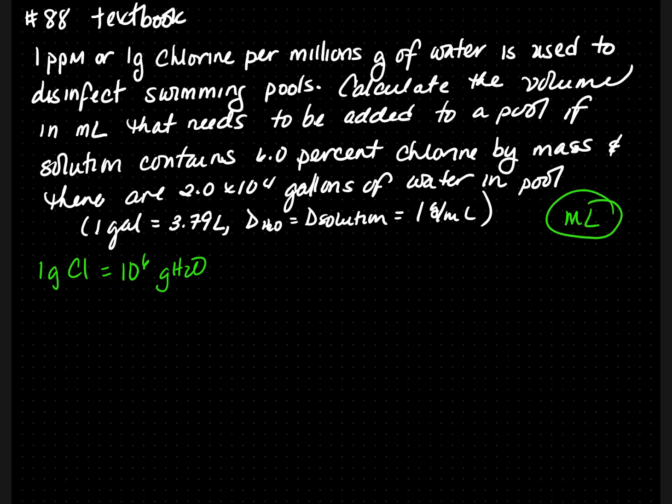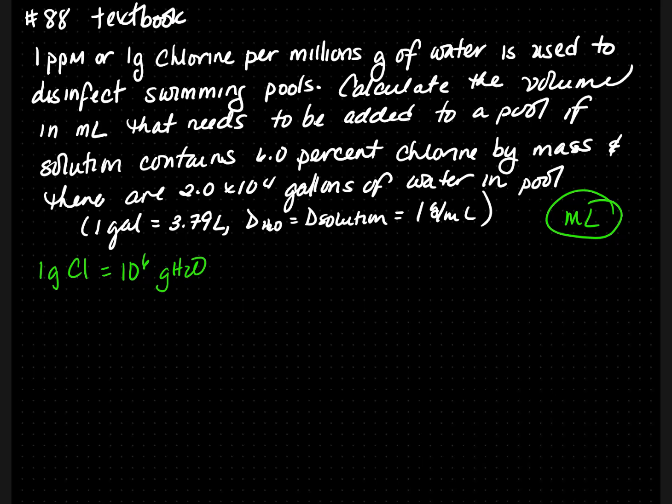So we're looking for a volume that needs to be added to a pool of solution that contains 6% of chlorine by mass. When you have something that is 6% chlorine by mass, it means if I have a whole pie, 6% of that is chlorine and the rest of it is something else. So in this case, since the chlorine is mixed with water, 6% is chlorine. The total is 100%, which is the chlorine plus the water.